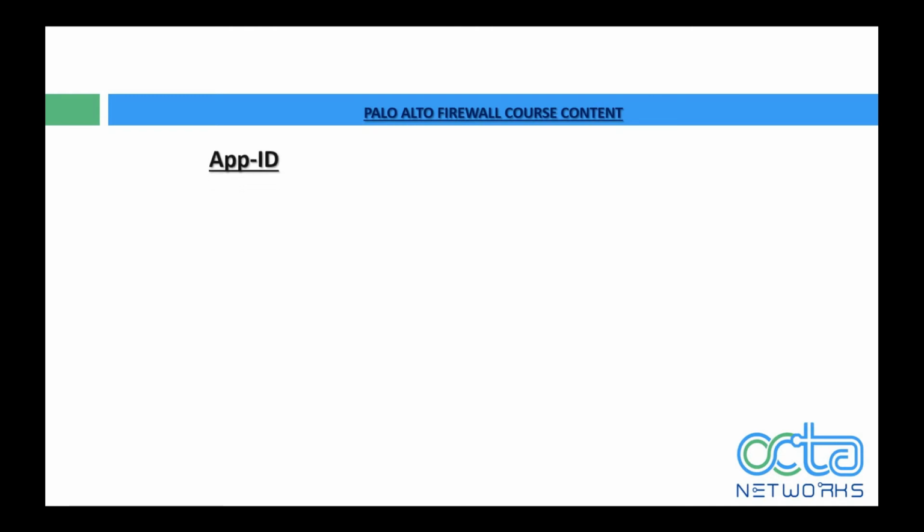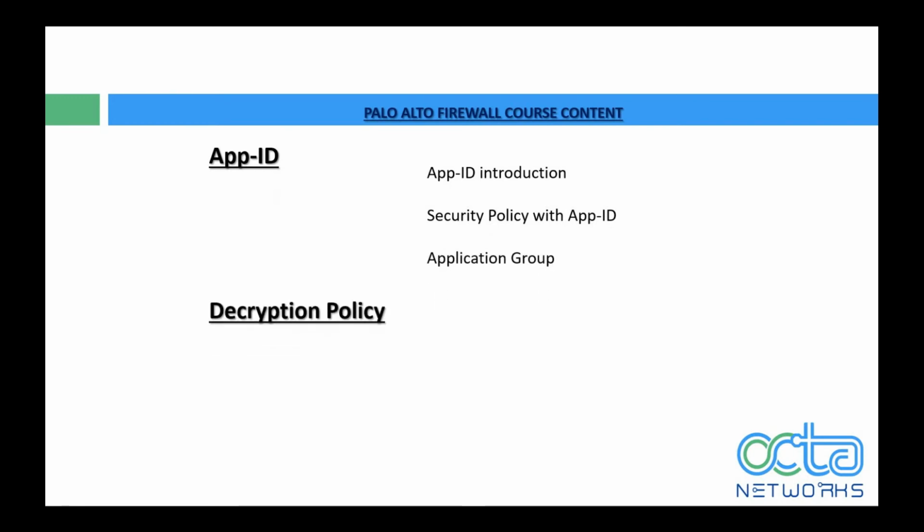Next is the App-ID. First of all we will understand what App-ID is. After that we are going to call App-ID inside the security policy, and how to create an application group. Decryption policy. In this we are going to understand the benefit of decryption. There are three types of decryption: SSL forward proxy.